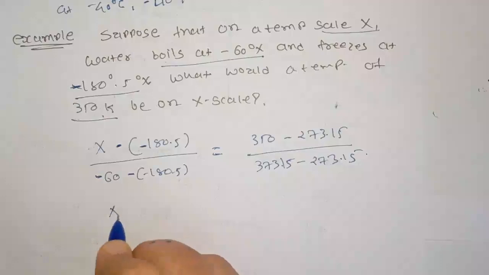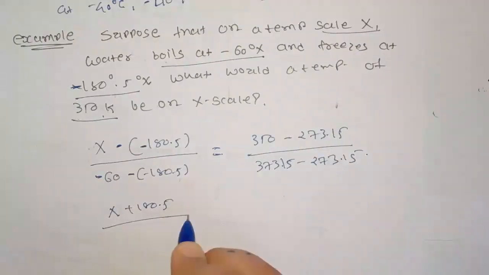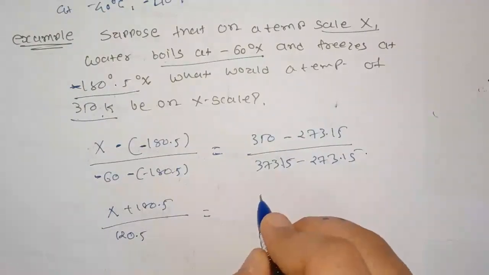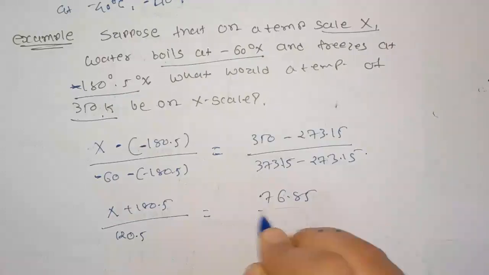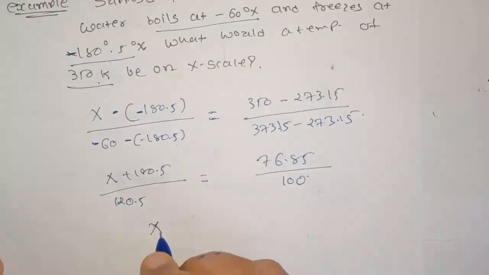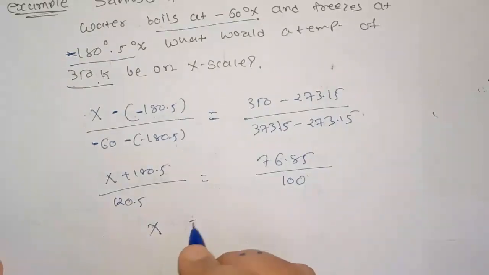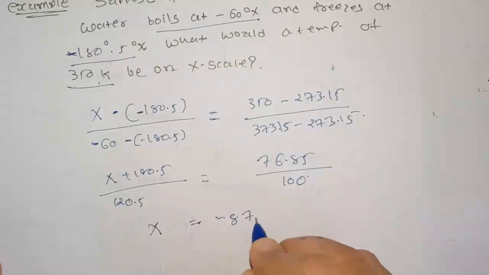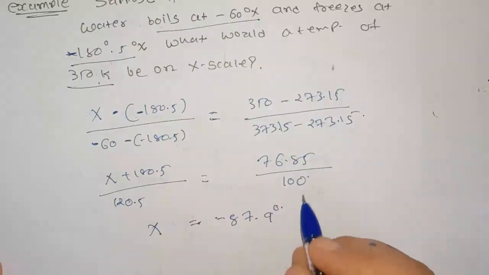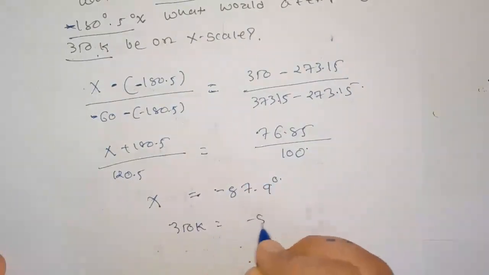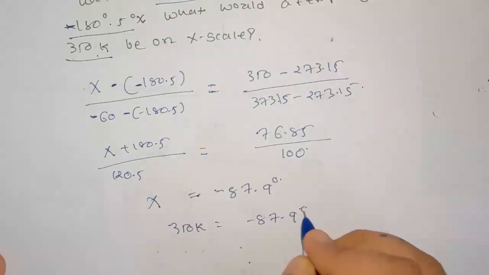(373.15 minus 273.15). So (X plus 180.5) divided by 120.5 is equal to 76.85 divided by 100. Simplify this for the value of X. We will get X is equal to minus 87.9 degrees. So we can write 350 Kelvin is equal to minus 87.9 degrees X.